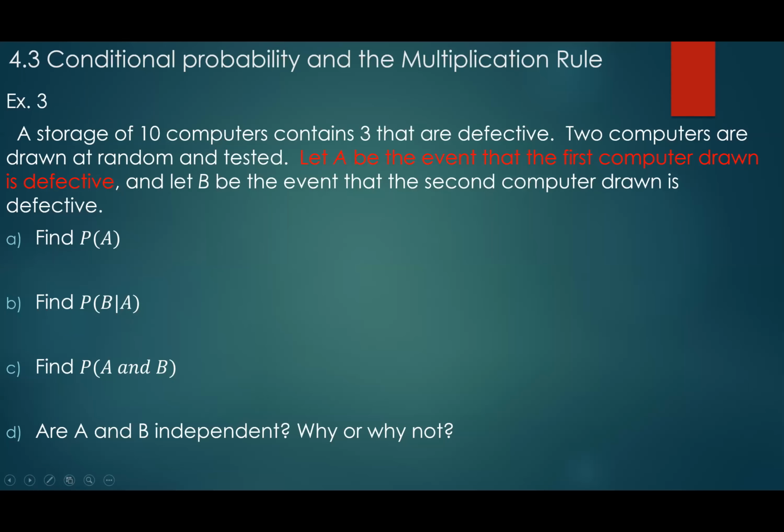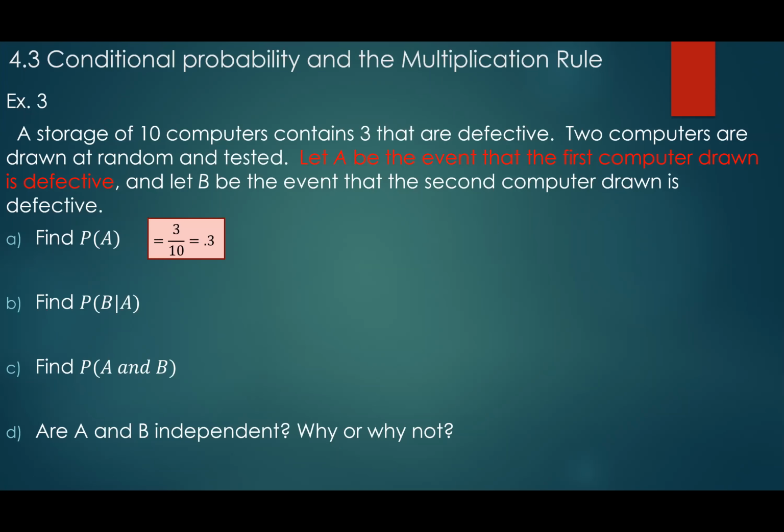So I believe this is where we stopped last time in terms of this conditional probability. Let A be the event that the first computer drawn is defective, and let B be the second computer drawn. If we go into the storage room and randomly pick one computer, what is the probability for A? What is the probability that the first computer drawn is defective? Out of the 10 computers, 3 of them are defective, so we have 3 divided by 10, which is 0.3.